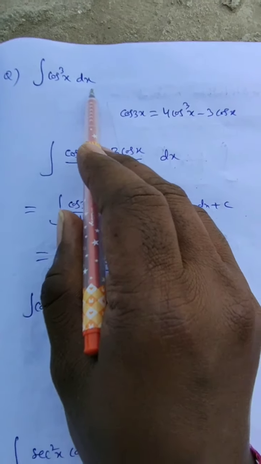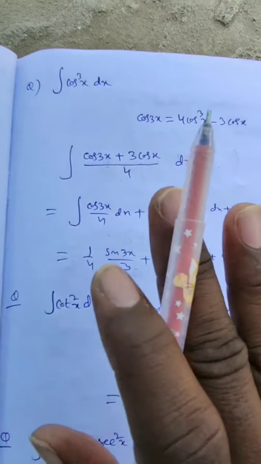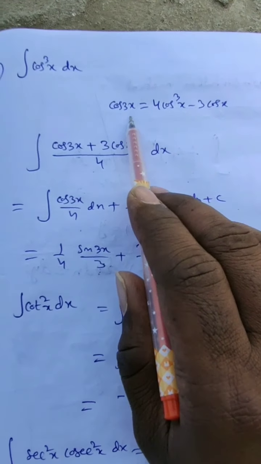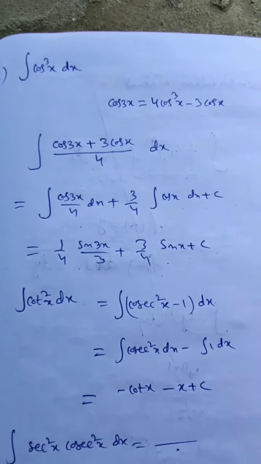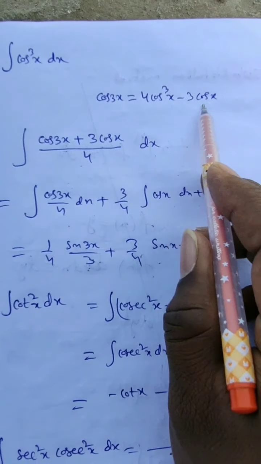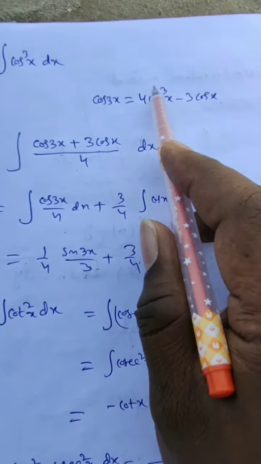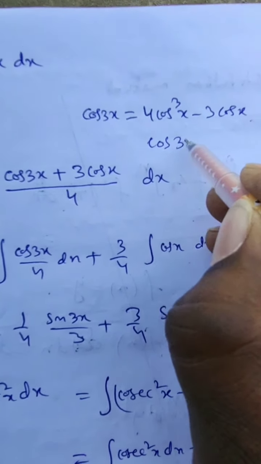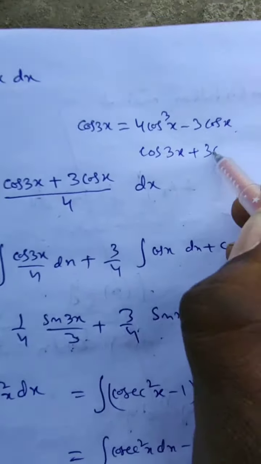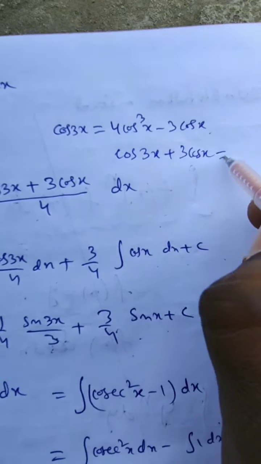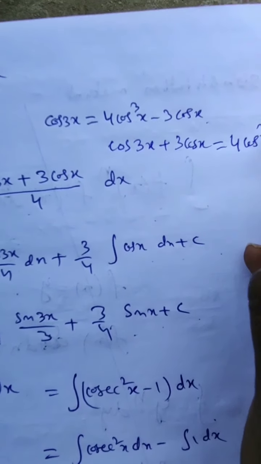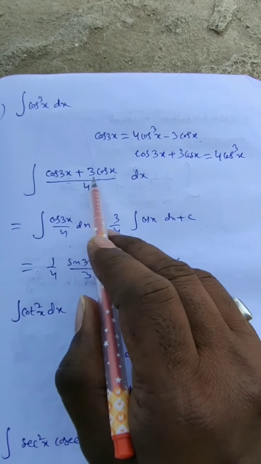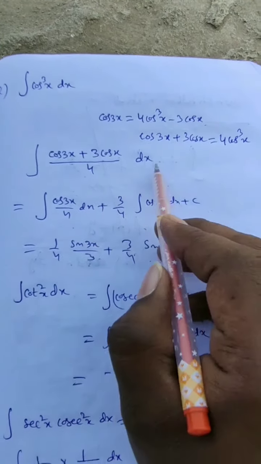Integration of cos cube x dx. These are the general all important board level questions. So what is the formula of cos 3x? Cos 3x formula is 4 cos cube x minus 3 cos x. So I need cos cube x as a subject. So I can write here, cos 3x plus 3 cos x is equal to 4 cos cube x. So cos cube x I can write as (cos 3x plus 3 cos x) divided by 4.